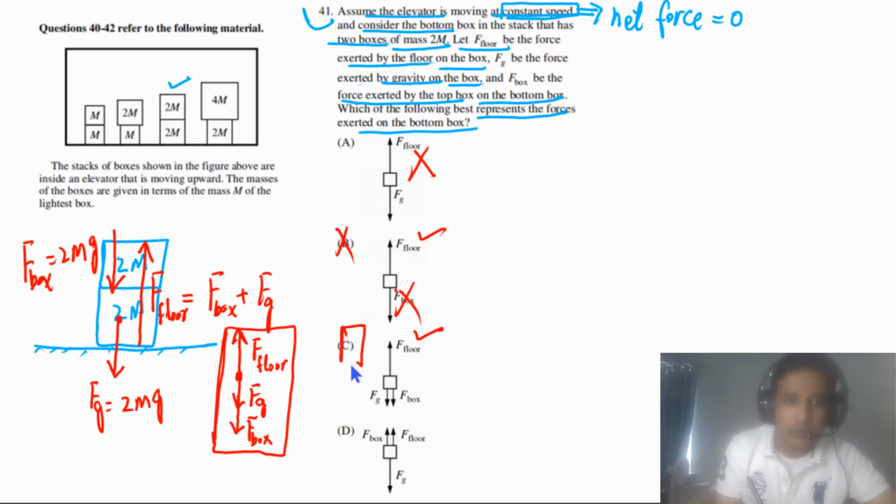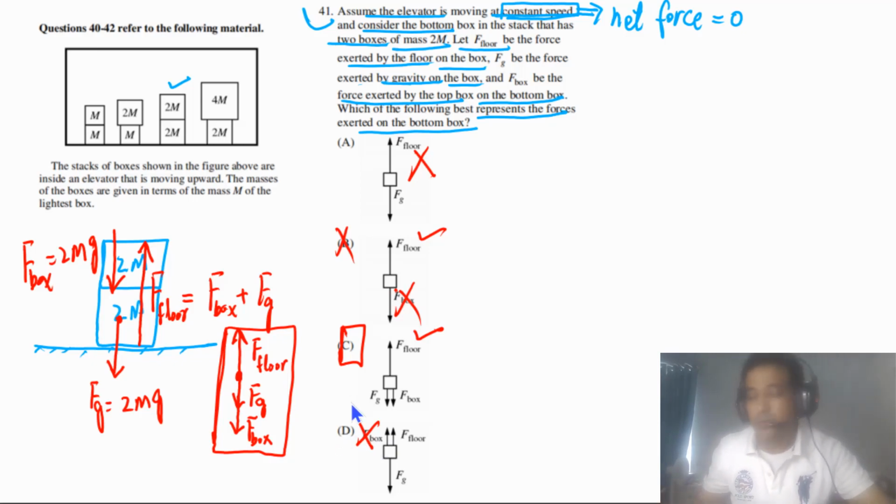So this is our answer, and this one is incorrect. Gravity is down, force by the box is down, not up. So this one is incorrect. So the answer for this question is C. This is how you can figure it out.